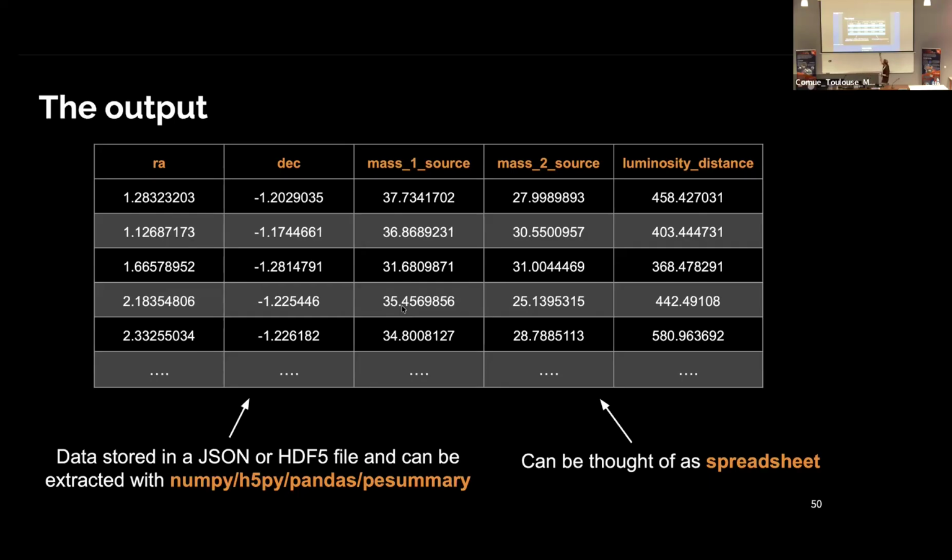And what you can see here is that each column represents different parameters of your model. So here you can see on the left-hand side, we've got right ascension, declination, so where it came from in the sky. You've got the primary source mass, secondary source mass, and the luminosity distance.